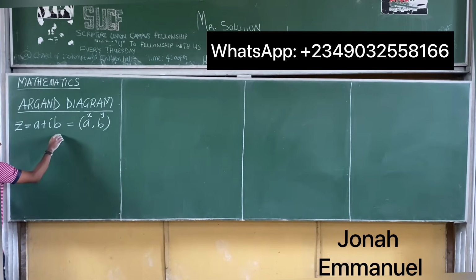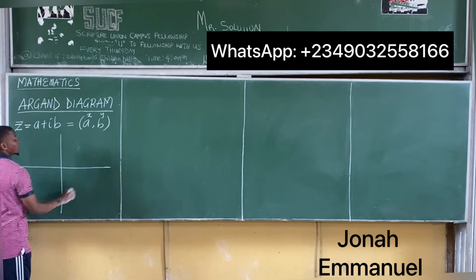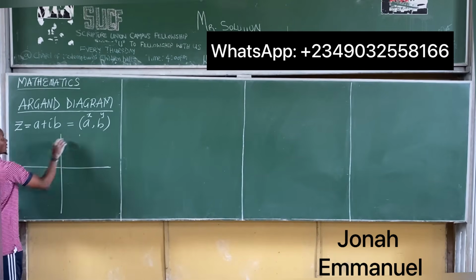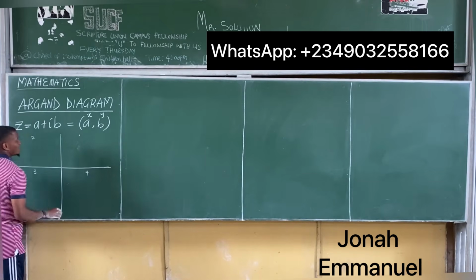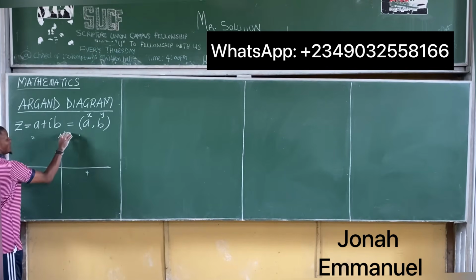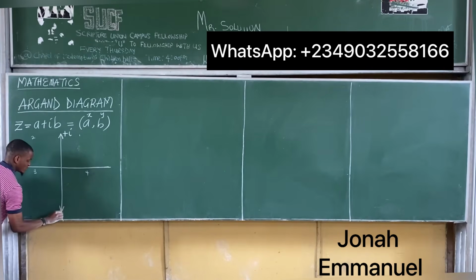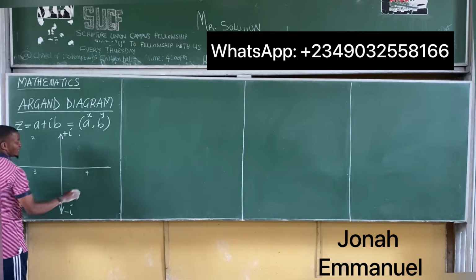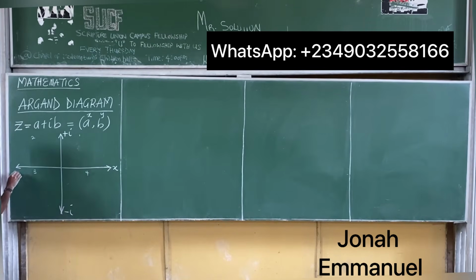Don't forget that in a normal Cartesian coordinate system such as this, there are 4 quadrants: quadrant 1, quadrant 2, quadrant 3, and quadrant 4. Now, for this one, this axis is called the i-axis. So I'm having positive i, no longer y now, but i. Here becomes the negative i. Here becomes your x-axis. Here becomes your negative x-axis.